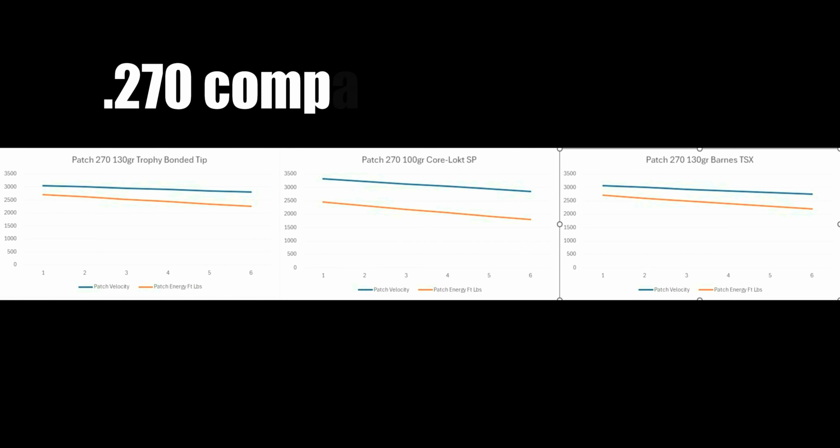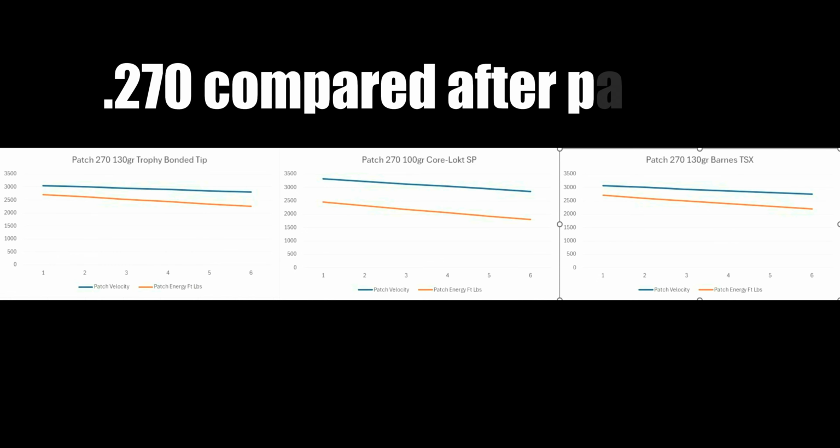So here are the bullets compared after the patch. Your Trophy Bonded Tip out to 500 yards is going to have the most energy and velocity. Your Barnes TSX is going to have the second most out to 500 yards. And your 270 100 grain Core-Lokt soft point is going to be less, just below 2000. Your Barnes TSX is going to be above 2000, and your Trophy Bonded Tip a little bit above 2000. So that's how those play out now after the patch.